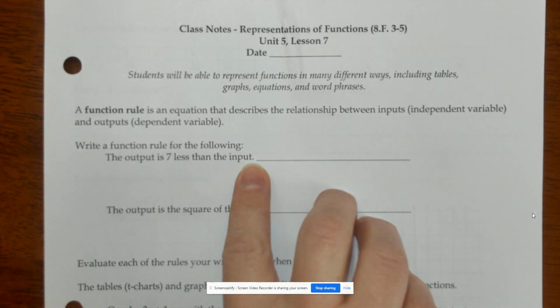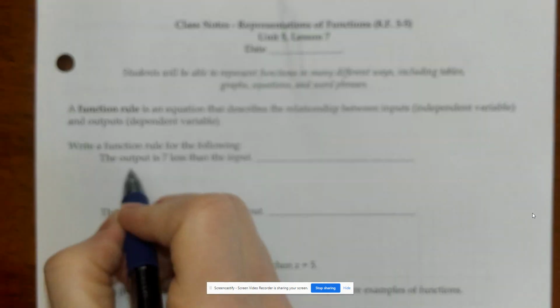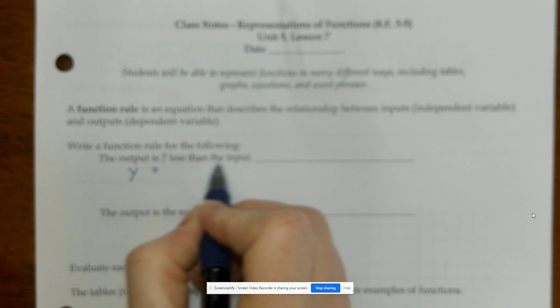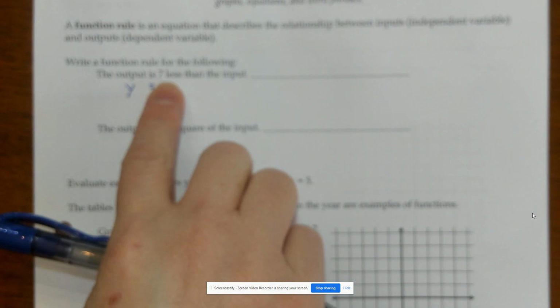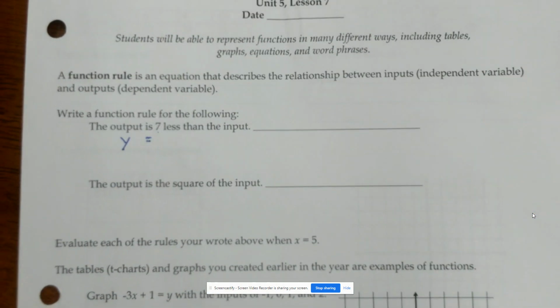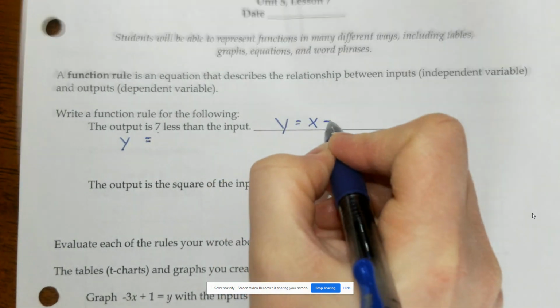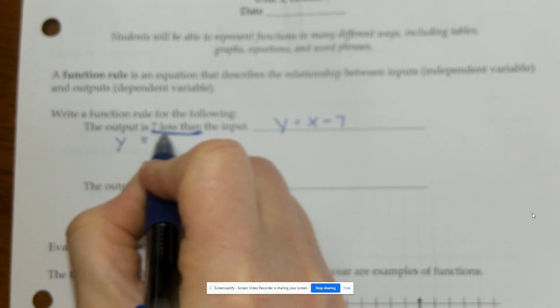Write a function rule for the following. The output is 7 less than the input. So typically we use y for output, which we know equals 7 less than the input. Now remember, this was one of the tricky phrases, 7 less than, because what we need to do is say, how do I get 7 less than something? Like if I wanted 7 less than my age, I would say, okay, how old am I? 7 less than that, I would subtract 7. So it's going to be y equals x minus 7. So 7 less than is one of those tricky phrases.